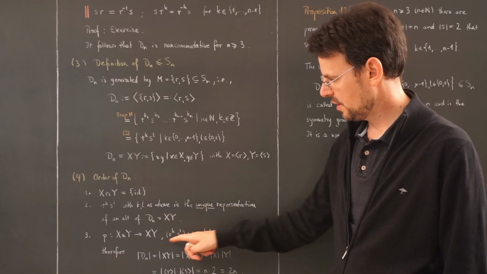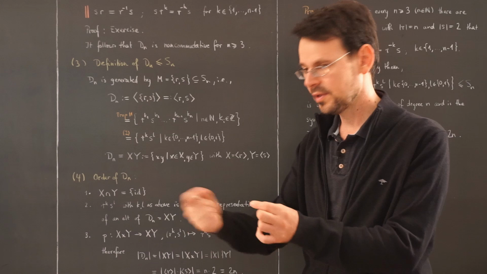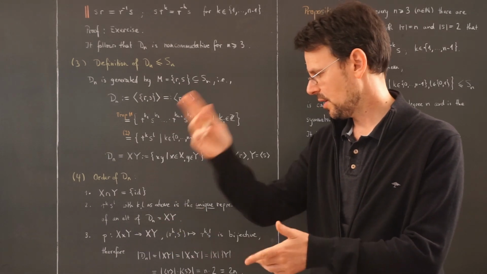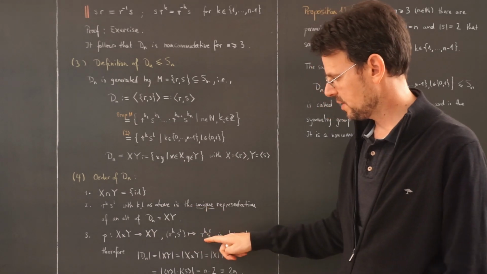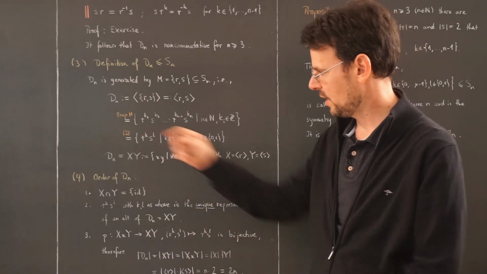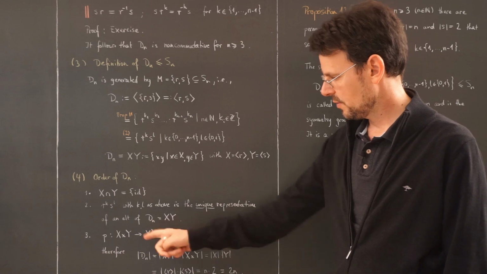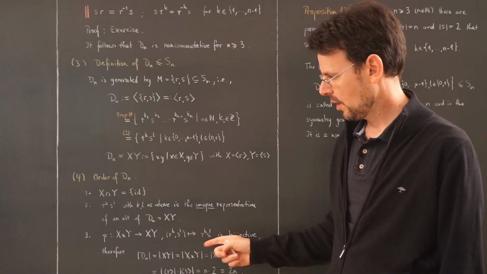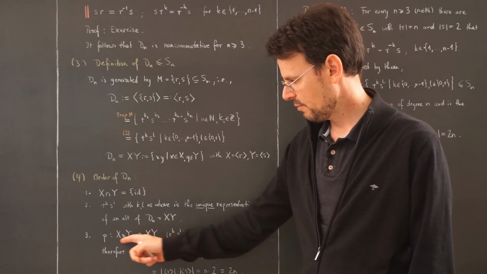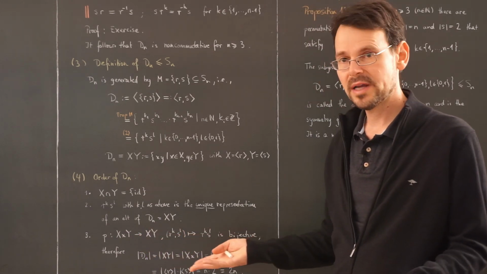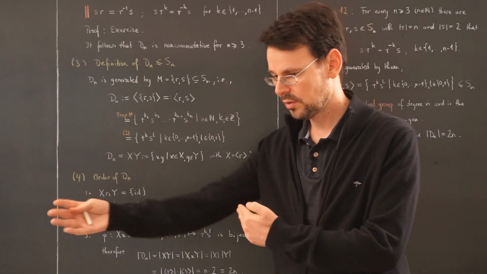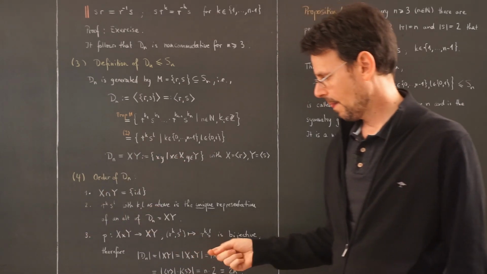Uniqueness guarantees that there are no different tuples (r^k, s^l) and (r^k', s^l') such that their product would be the same element, because this would violate the uniqueness here. So this clearly is a bijective map. And if I have a bijective map between two sets, they are of the same order. They have the same number of elements, because bijective means a one-to-one correspondence.